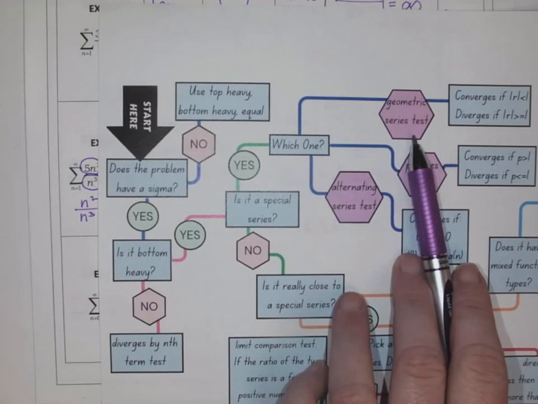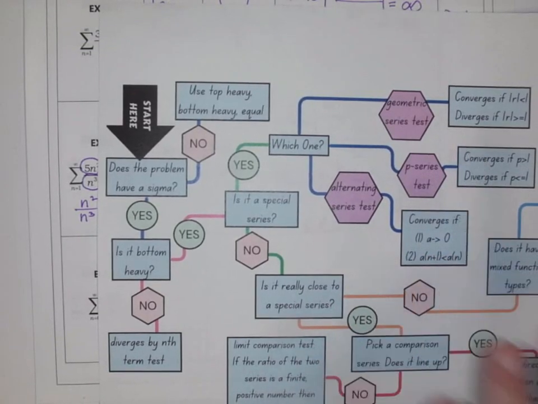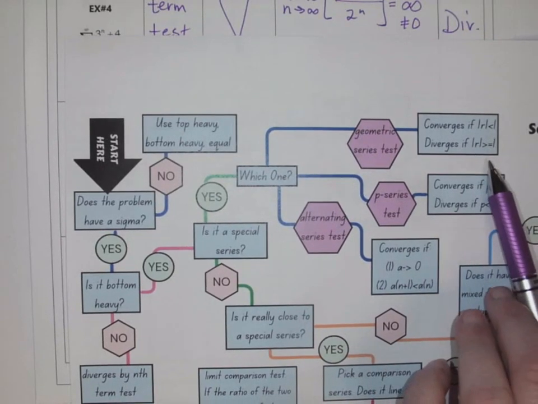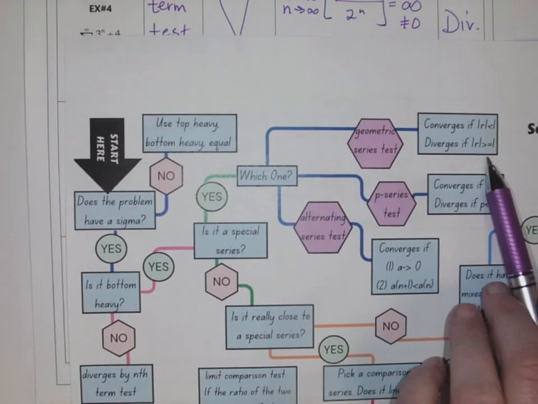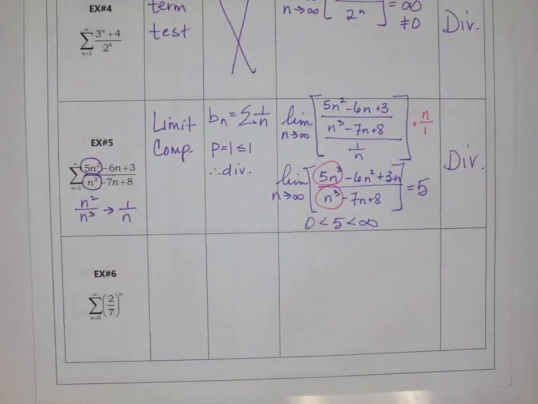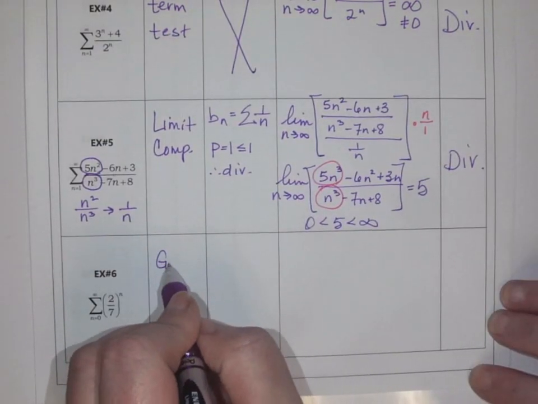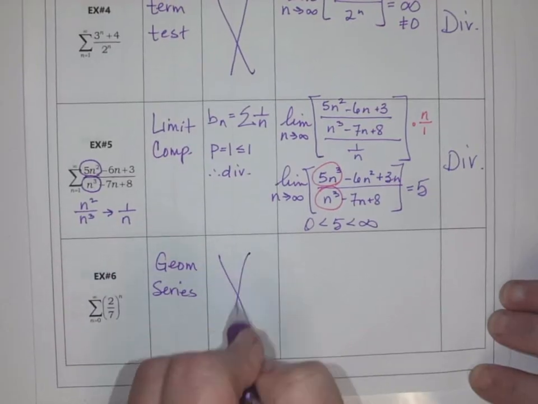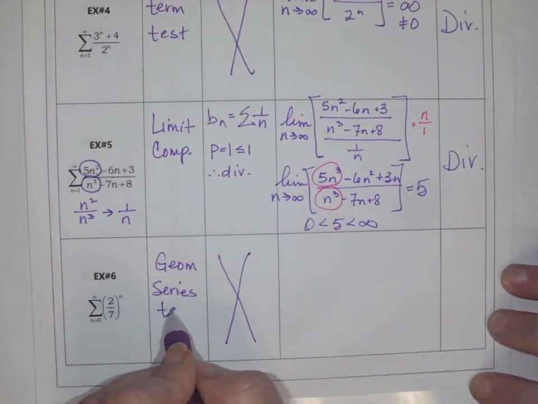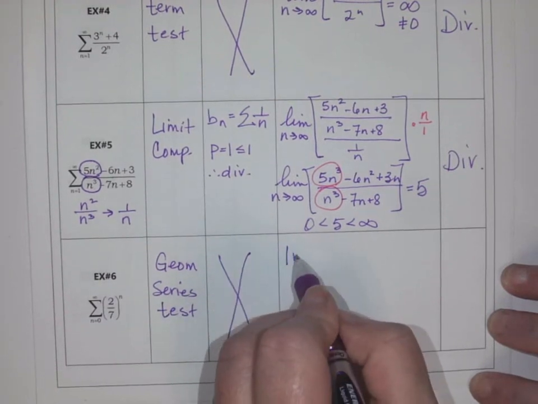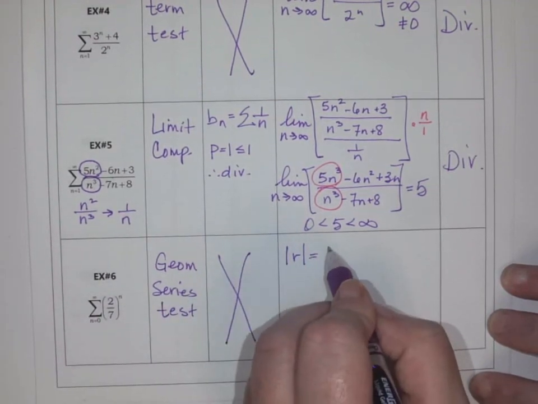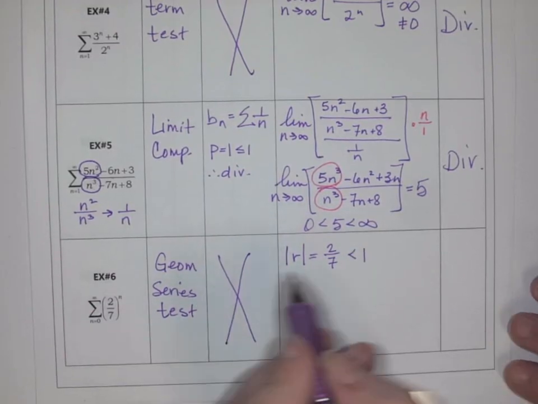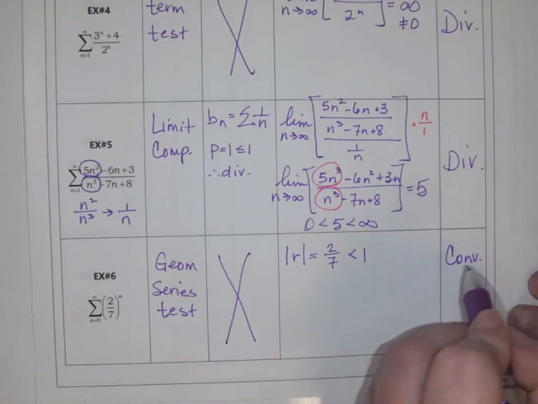So we've got to identify r, and then once we identify r, we've got to decide if the absolute value of r is less than 1, then it will converge. If the absolute value of r is greater than or equal to 1, then it will diverge. So for this one, we're going to use the geometric series. No comparison series. So the absolute value of r, remember, is what's being raised to the power, 2 over 7, which is less than 1, so therefore it converges.